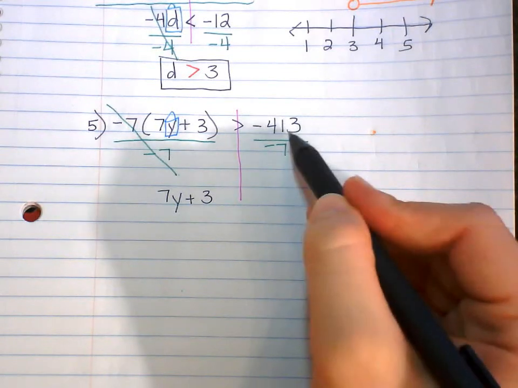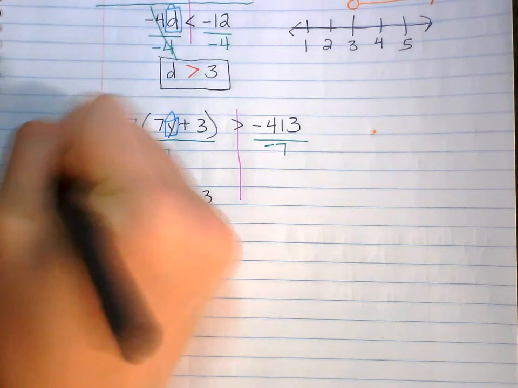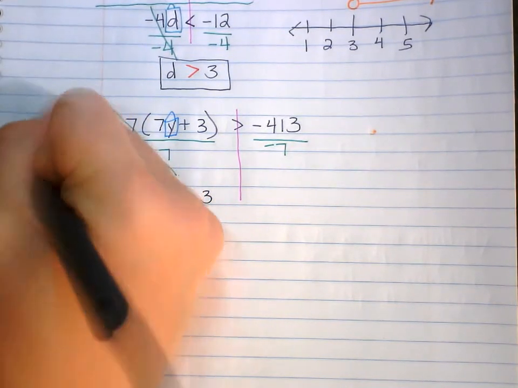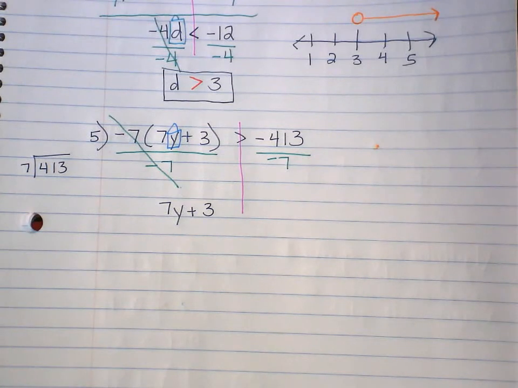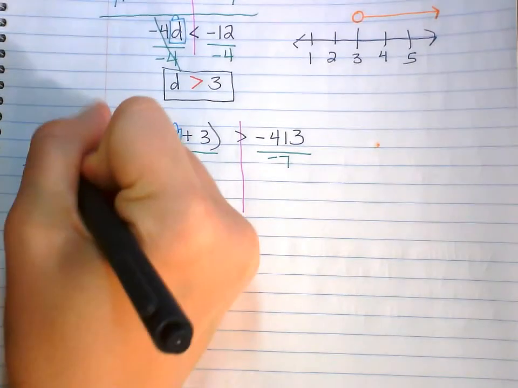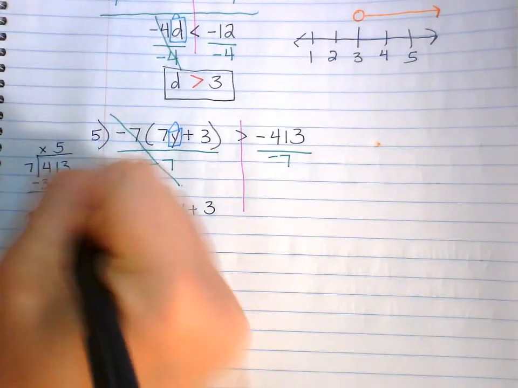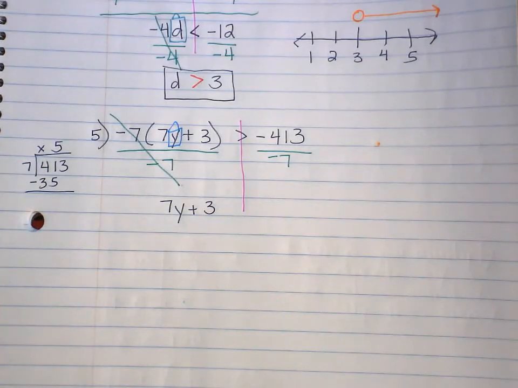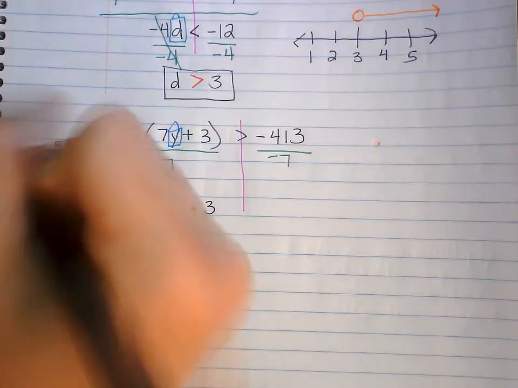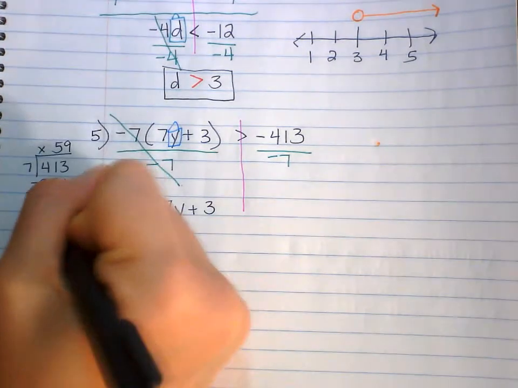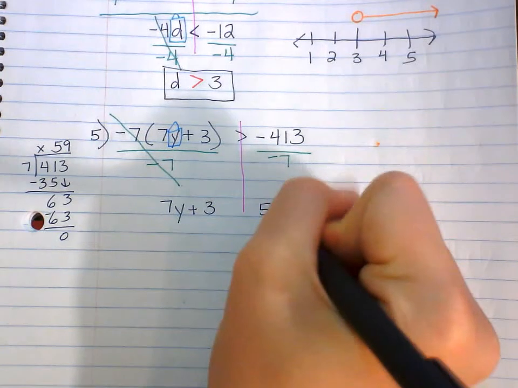Negative 413 divided by negative 7. Well, negative divided by negative is positive. 413 divided by 7. 7 goes into 41 how many times? 5. 7 times 5 is 35. 41 minus 35 is 6. Bring down the 3. How many times does 7 go into 63? 9 times. 9 times 7 is 63. 0. So we have a 59.